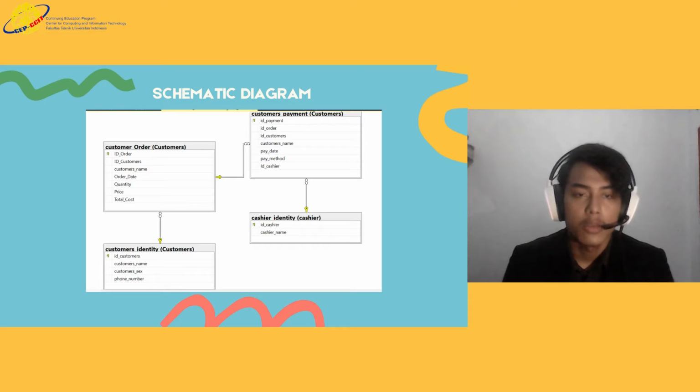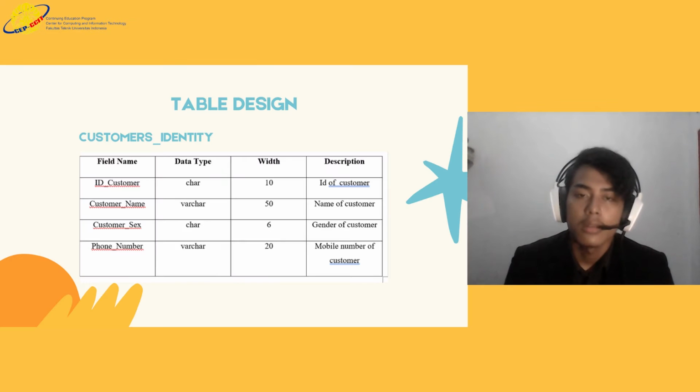Okay, I'm going to present to you the schematic diagram. We have four tables here. The first one is customer identity, the second one is customer's order, the third one is customer's payment, and the last one is cashier identity. Next is table design.